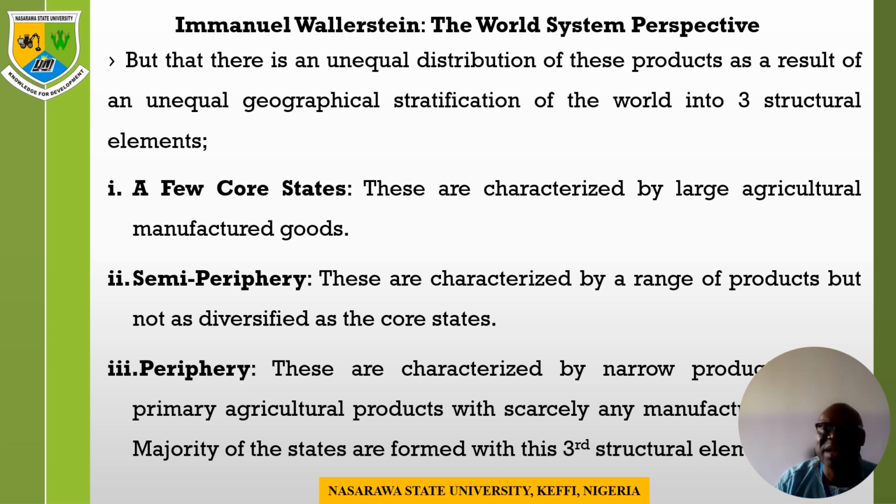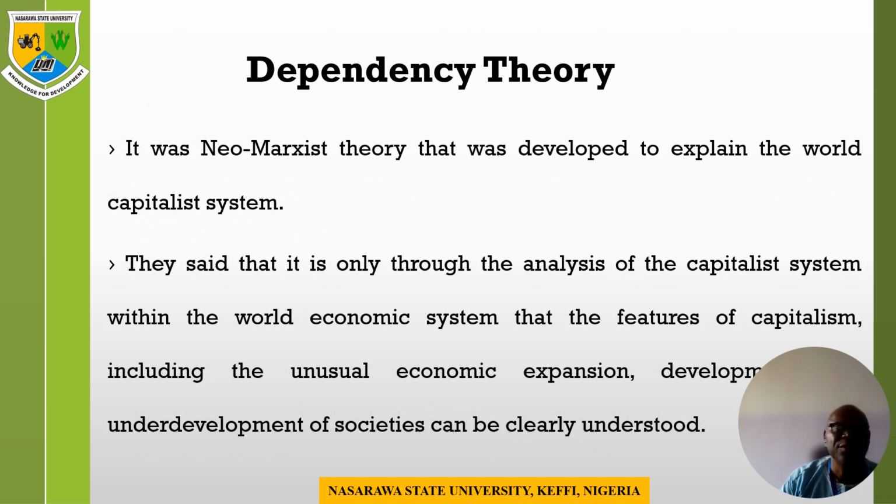These are characterized by large agricultural and manufactured goods. Two, semi-peripheral states. These are characterized by a range of products but not as diversified as the core states. Three, peripheral states. These are characterized by narrow products, primarily agricultural products, with scarcely any manufactured products. The majority of the states are found within the third structural element.